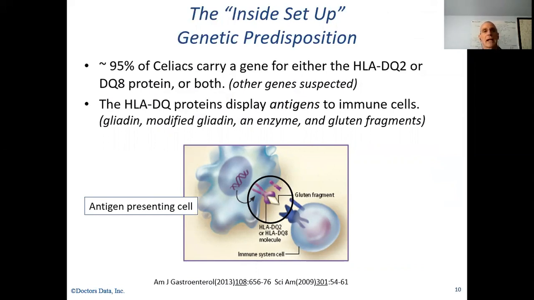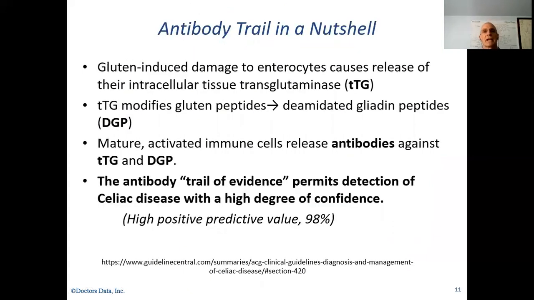Now, the HLA DQ proteins present or display antigens to immune cells. Those antigens include the gliadins, modified gliadins, the enzyme tissue transglutaminase, and gluten fragments. So what we see is the HLA proteins presenting the antigens to mature immune cells, giving them the signal to go ahead and attack. So the antibody trail is really interesting, and I do like to refer to it as a trail, and it'll become clear in a minute.